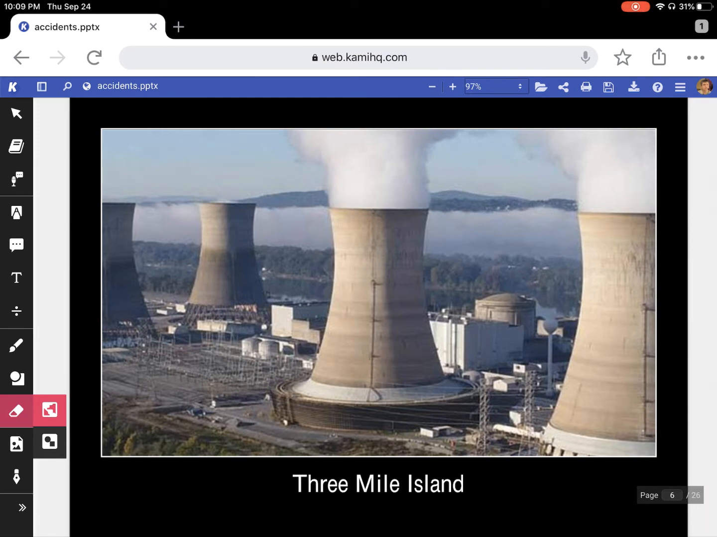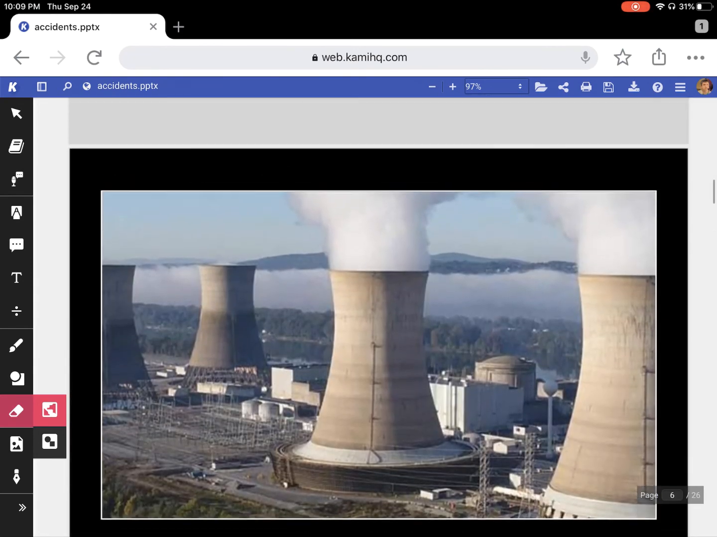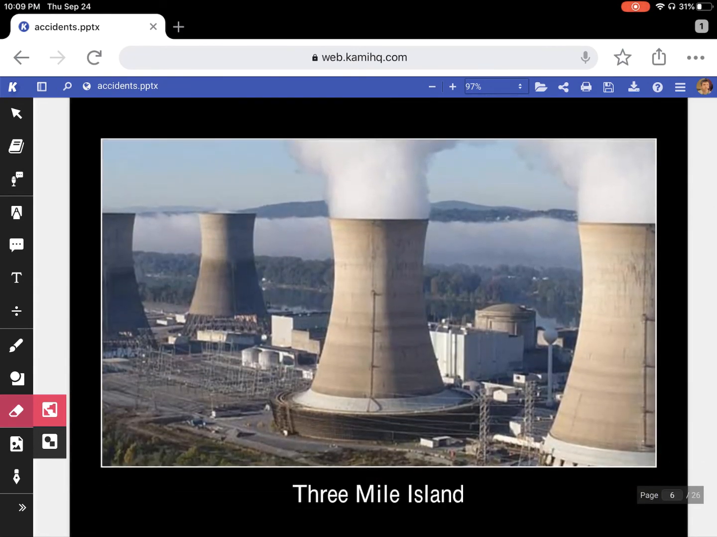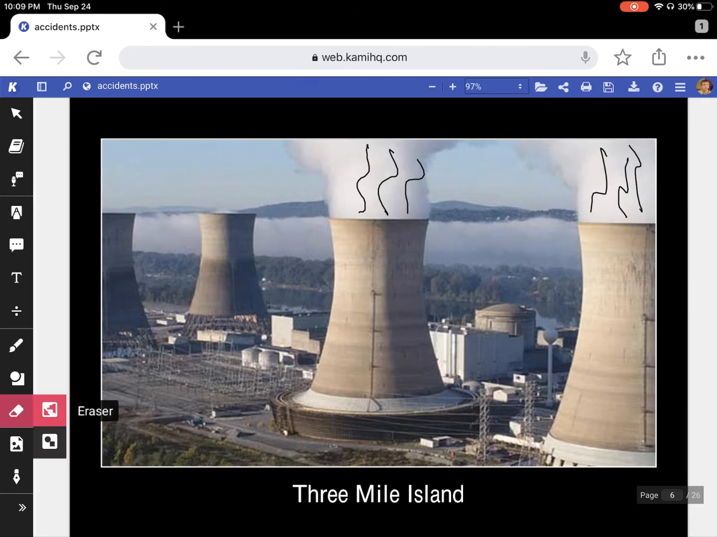So the reactor next door has still been operating. I've flown over 3 Mile Island a couple of times, and you can see the steam coming out of the cooling towers from one of the reactors, and then the other one just sits quietly because that reactor kind of ate itself back in 1979.